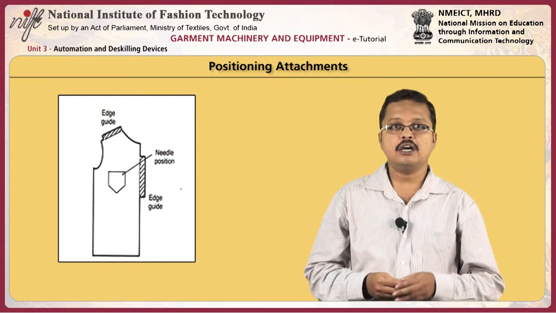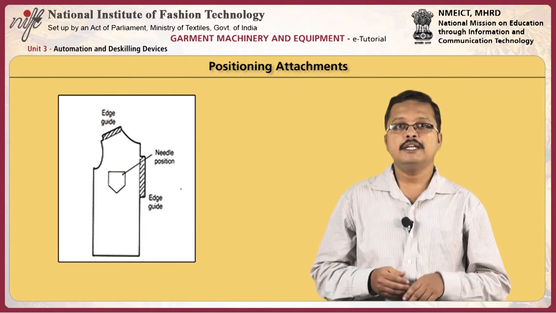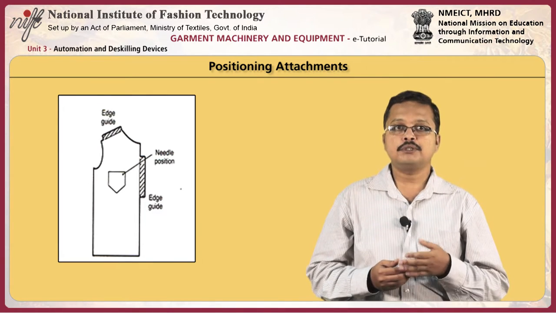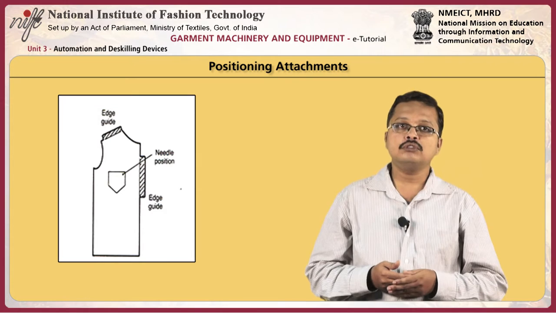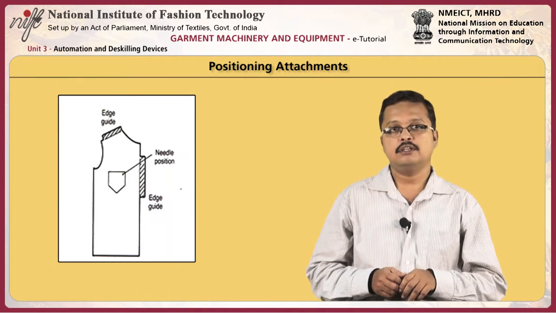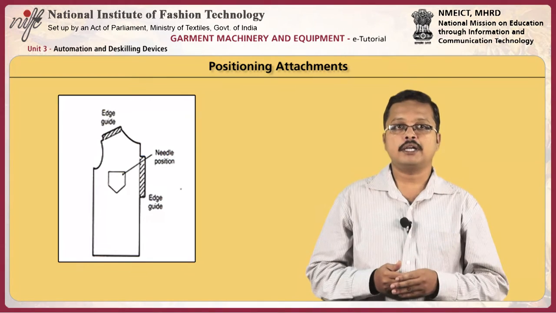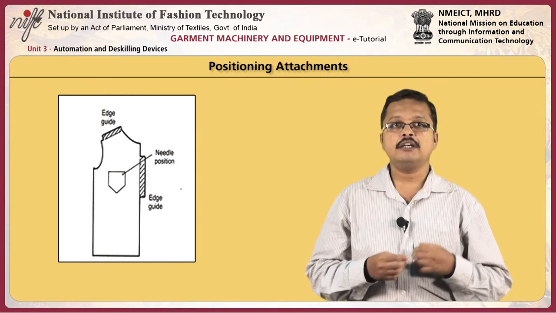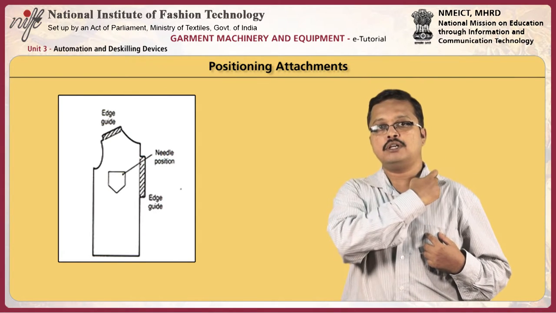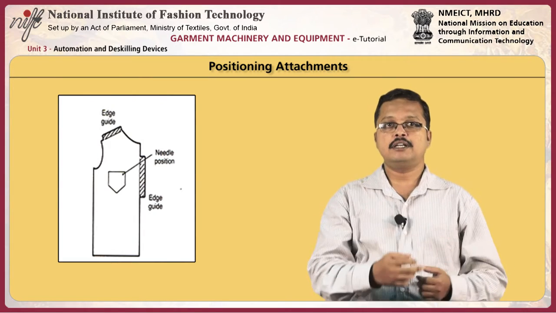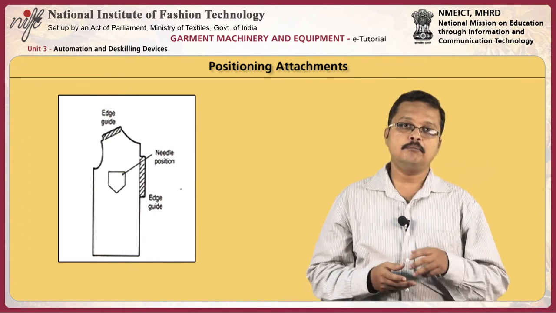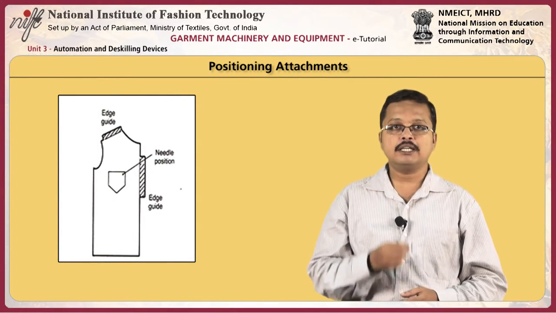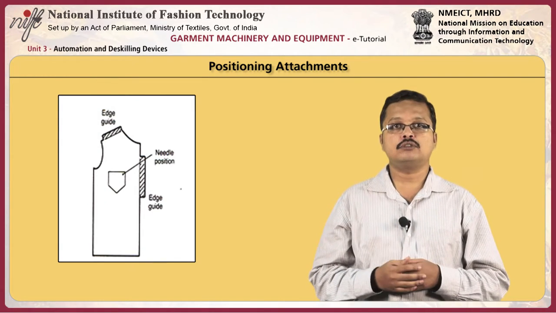Positioning attachments are used when a smaller garment part needs to be positioned onto a bigger part. The operator needs to position the smaller part relative to both vertical and horizontal directions. For example, while positioning a pocket on the left front of a men's shirt, the operator has to position the pocket from the HPS, highest point of shoulder, and the edge of the placket. Traditionally, a helper with a template of the left front with holes for the pocket positions will be marking the points with the help of a water soluble marker.